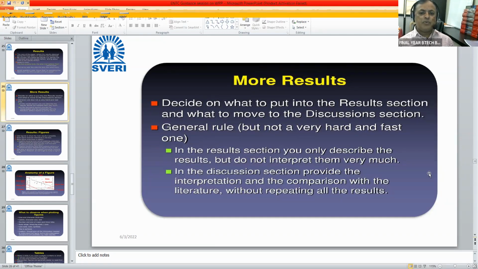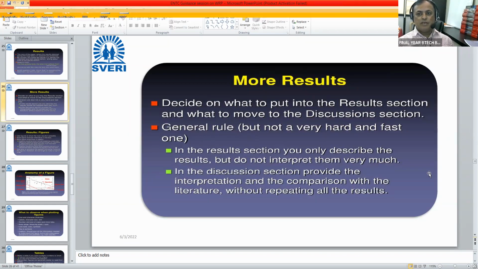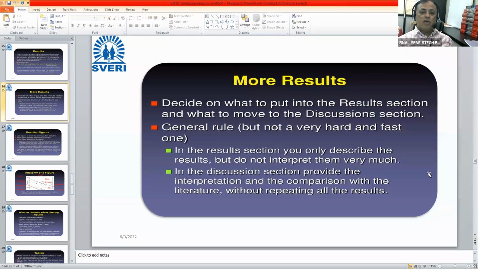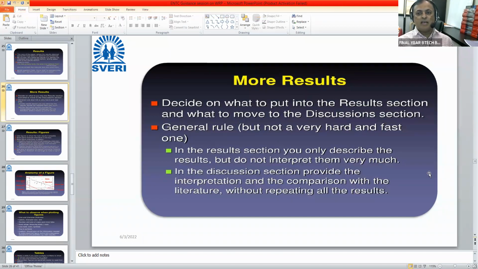In the results section, you can only describe the results, but do not interpret them very much. In the discussion section, provide the interpretation and comparison with literature without repeating the results. So result में सिर्फ result डालो, interpret मत करो ज़्यादा, और discussion के अंदर interpret करो और compare भी करो कि भाई ये पहले result ऐसा आया था, अभी ऐसा आया है.